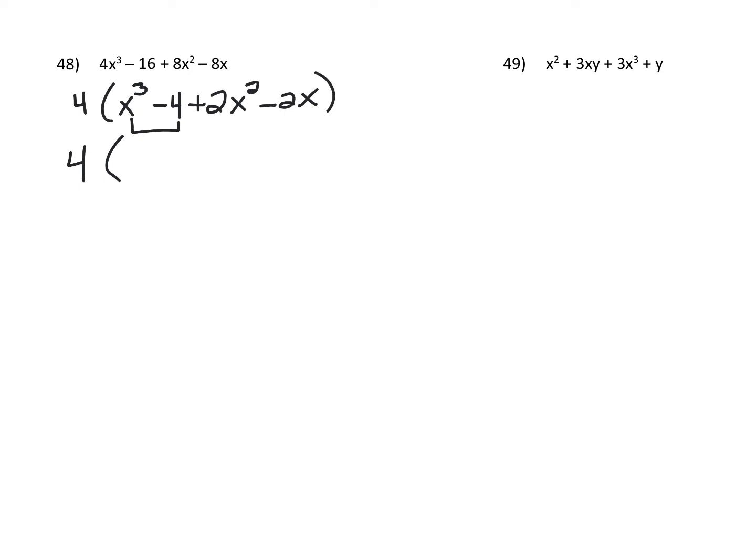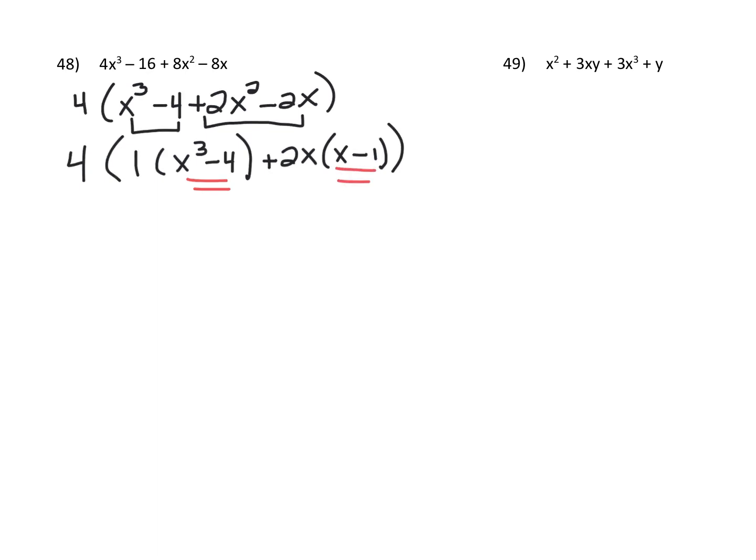and when I group the first two terms, well, the only thing I could pull out is a 1. And when I do, it leaves me with x cubed minus 4. Okay, now out of the next two terms, I could pull out a 2x. And when I do, that leaves me with an x minus 1. Okay, so now we see we have a problem, right? Because isn't what's in this parenthesis supposed to match what's in this parenthesis? And they don't.